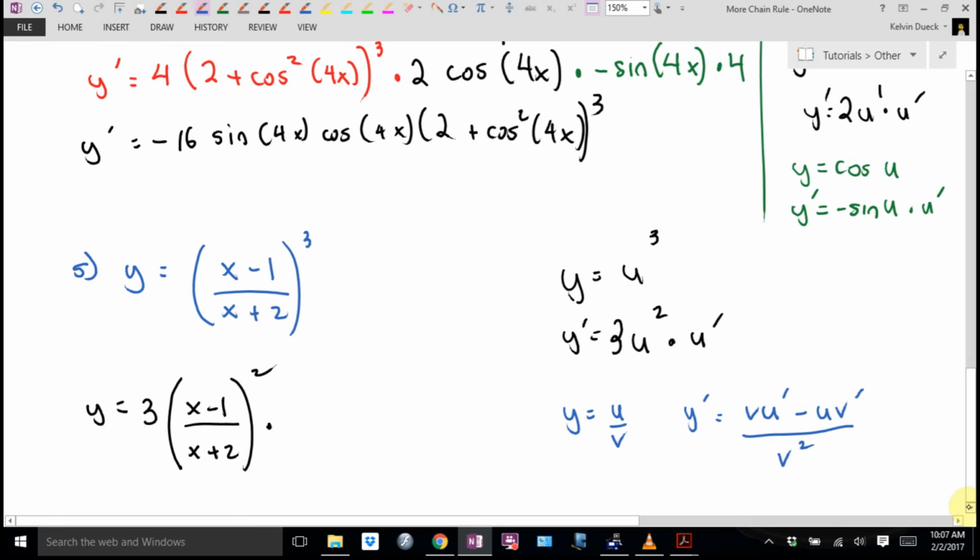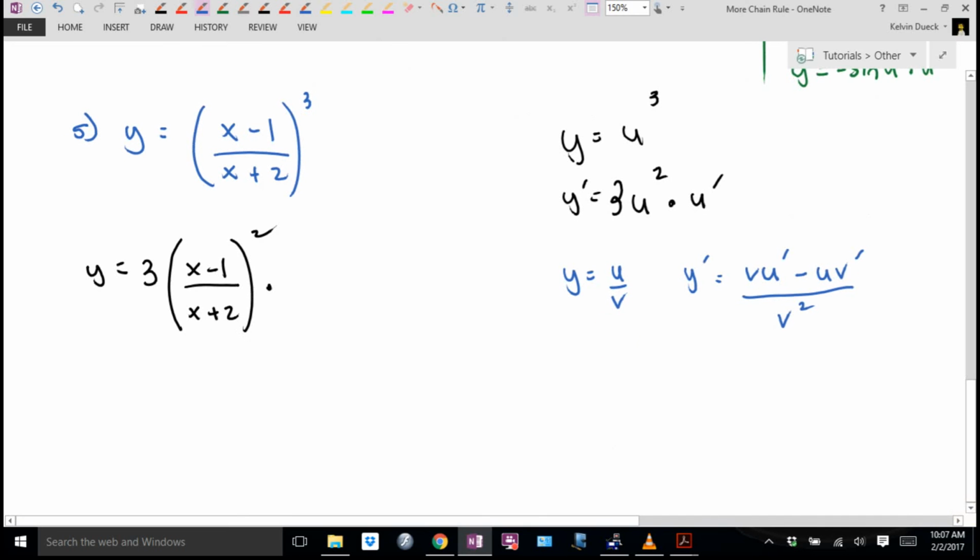Now, I suck at the quotient rule. I'm bad enough at the quotient rule that I would actually now say u equals x minus 1, v equals x plus 2, u prime equals, what's the derivative of x minus 1? Woohoo! V prime, what's the derivative of x plus 2? Woohoo! And I would actually plug and chug this in now.